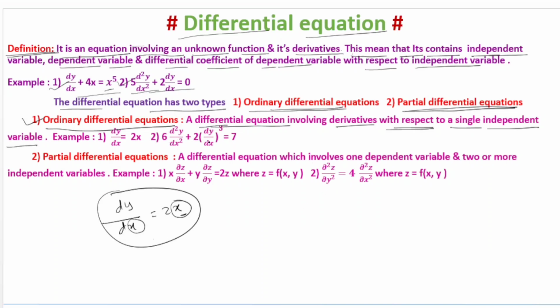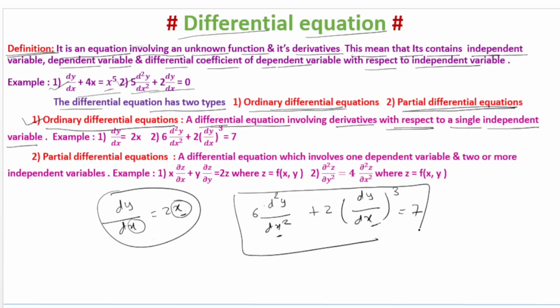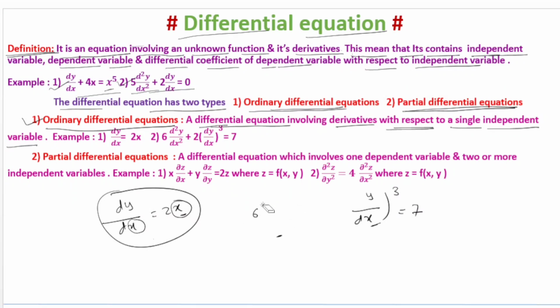The second example is 6 d square y upon dx square plus 2 dy upon dx cube is equal to 7. Here the independent variable is only x, so there is only one independent variable, and that type of equation is called an ordinary differential equation.